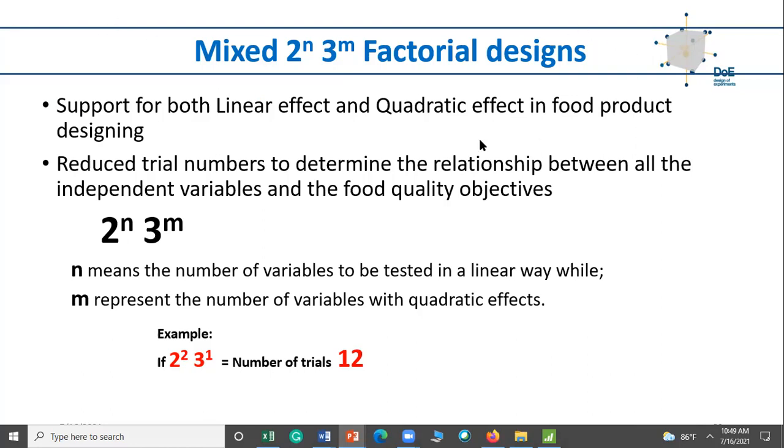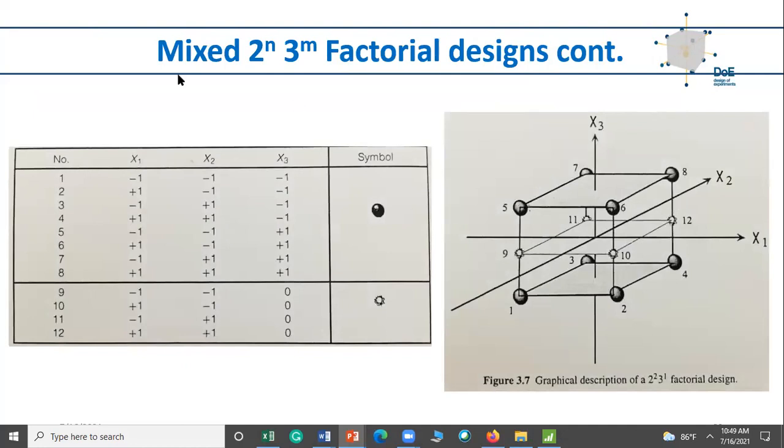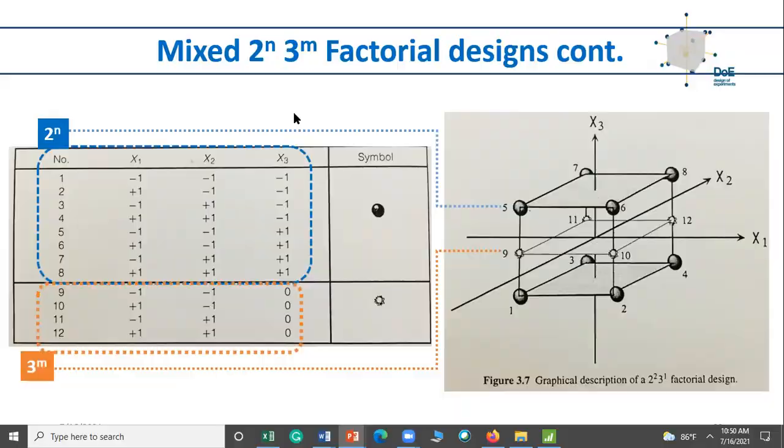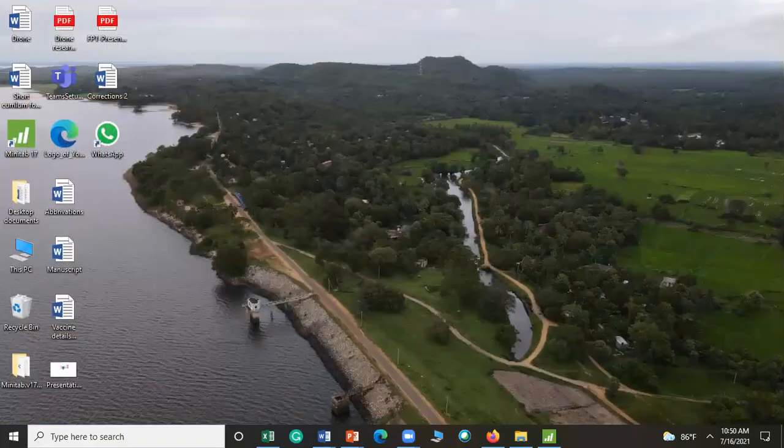And there is a method called mixed factorial design. Under this method also, we can develop a sampling plan. So here we can use factors at different levels together. As an example, you can see there are 2 levels, and here we can use 3 levels. Together we can check. This is the diagram. You need not remember this one, and it's all about mixed factorial designs and factorial designs.